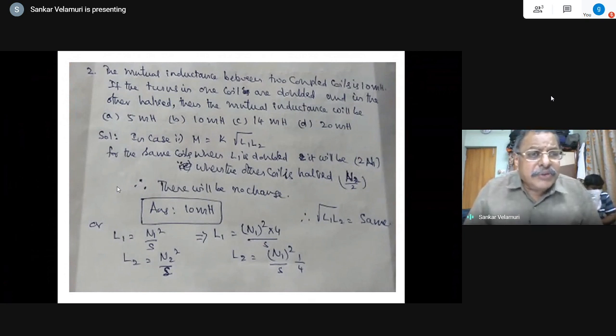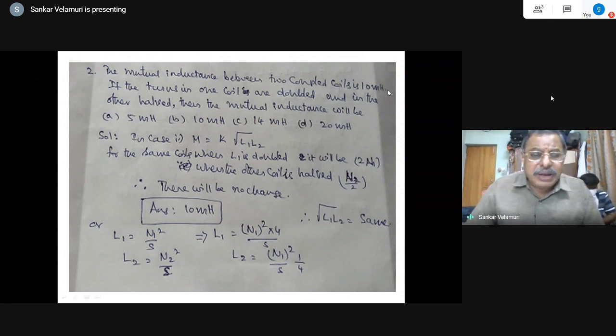So the next question is: the mutual inductance between two coupled coils is 10 millihenries. If the turns in one coil are doubled and in the other halved, then the mutual inductance will be 5 millihenries, 10 millihenries, 14 millihenries, or 20 millihenries.